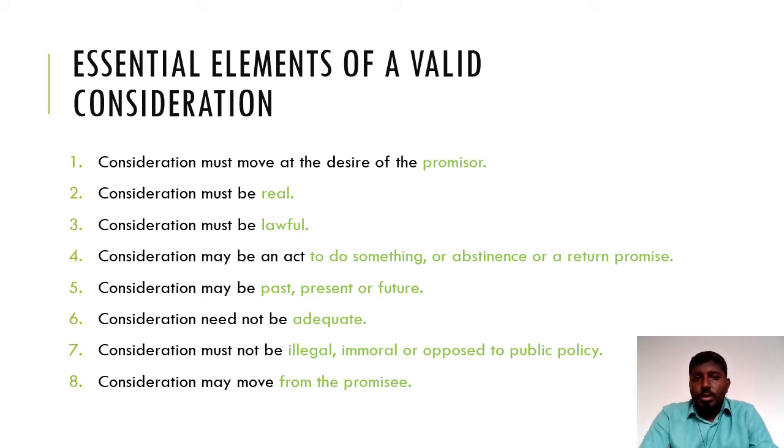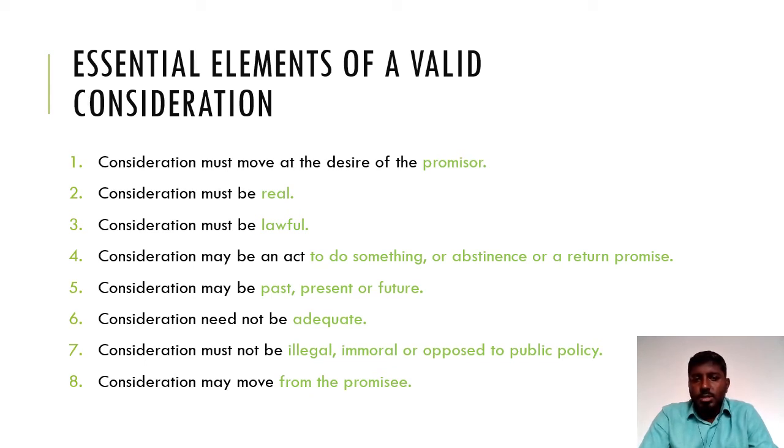And the sixth point, consideration need not be adequate. So consideration according to law is not adequate. We cannot give a proper value for consideration. It is only based on the two parties to the contract, who are the promiser and the promisee. Only based on their demands, the demand of the promiser, or desire of the promiser, or condition of the promiser, the amount of consideration varies. Okay, so consideration need not be adequate, or need not have an adequate quantity.